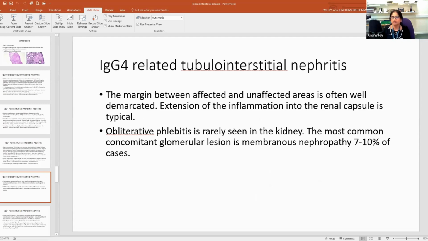The margin between affected area and unaffected area is relatively well demarcated, but you might not have it in your biopsy. So that is not really something you would be able to see in a small kidney biopsy. And obviously, you can see obliterative phlebitis.